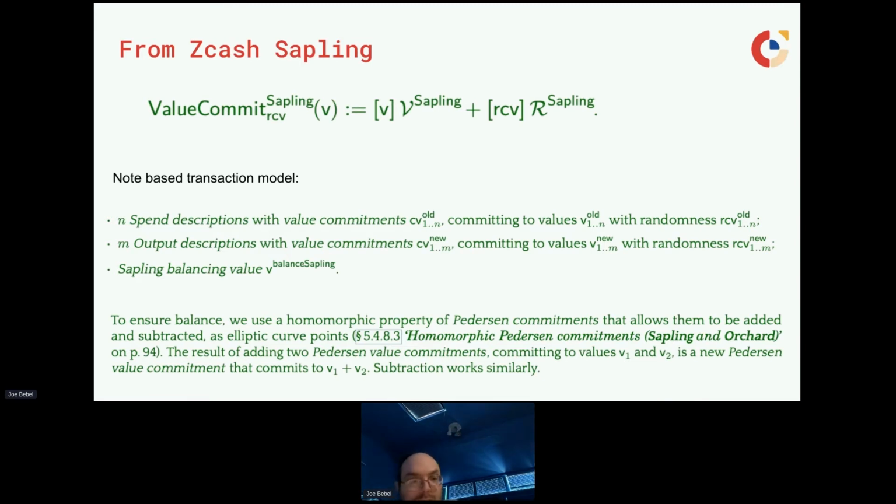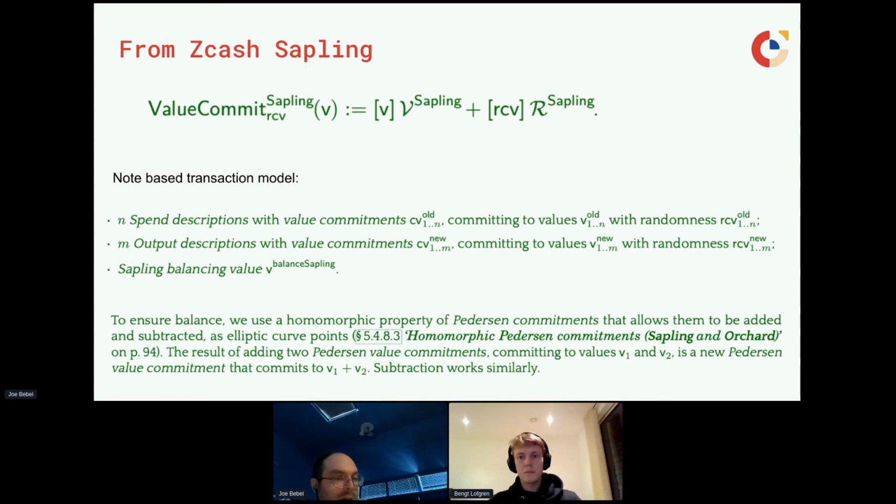Okay, so the Sapling design works really well. And the technical details, the Groth16 proof system, are still very efficient and practical today. It stood the test of time very well.